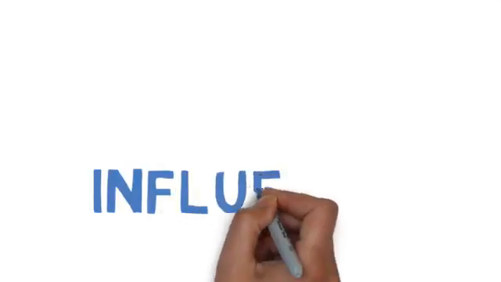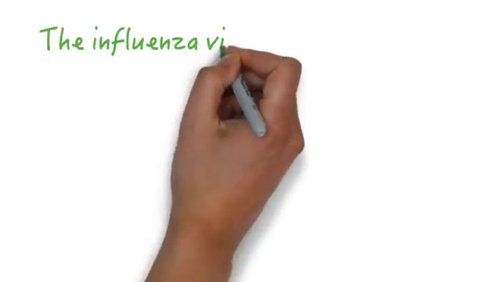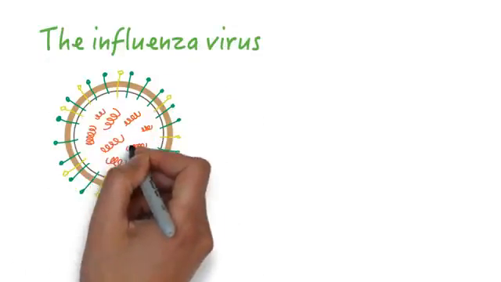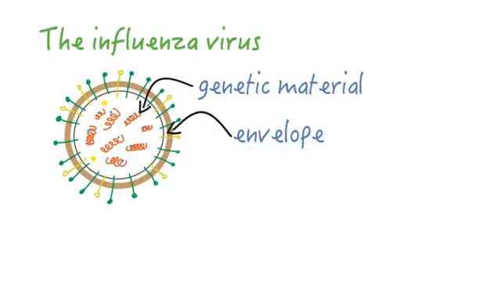Influenza virus is the cause of a respiratory disease called influenza, commonly known as the flu. Let's have a closer look at the influenza virus. The virus is made up of an inner core of genetic material surrounded by an envelope. It has several types of proteins on the inside and also on the envelope. The outer proteins help the virus attach and enter into cells.